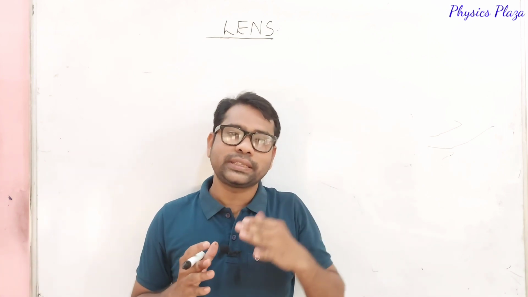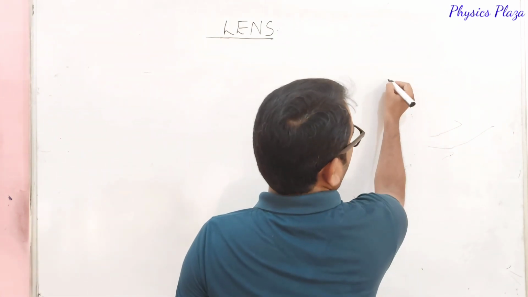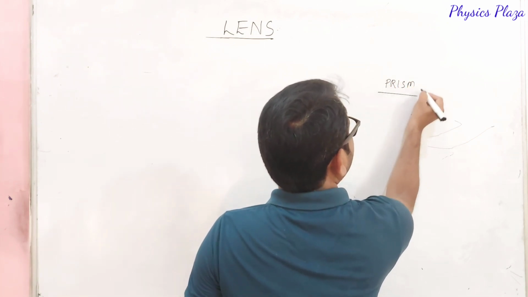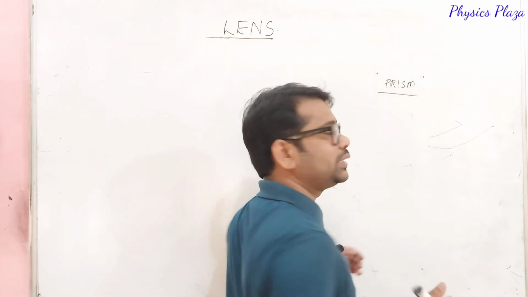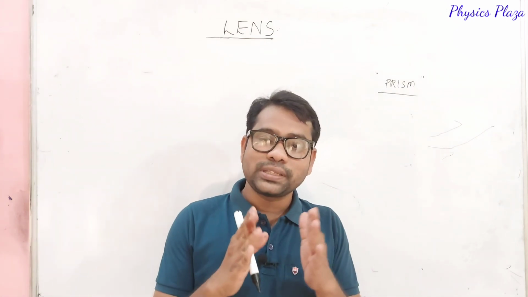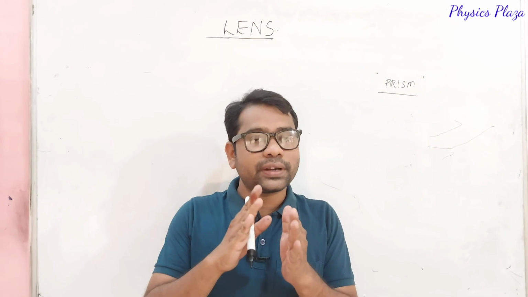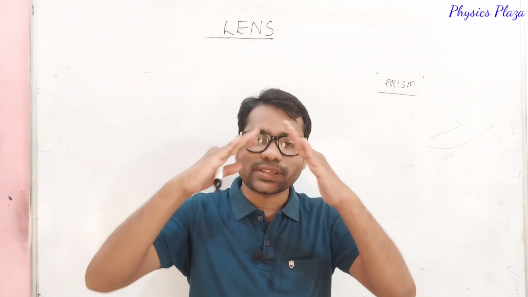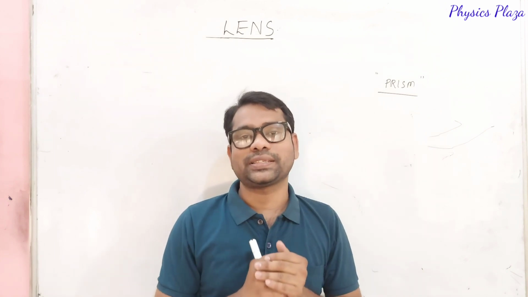Children, before going to understand the lens, let us recall what actually a prism is. Dear children, there is a similarity between prism and lens. Of course, there is a difference also. Let us recall, dear children, what is a prism? A prism is a transparent refracting medium, but which is consisting of what, dear children? Plane surfaces, which we already discussed in the previous classes.